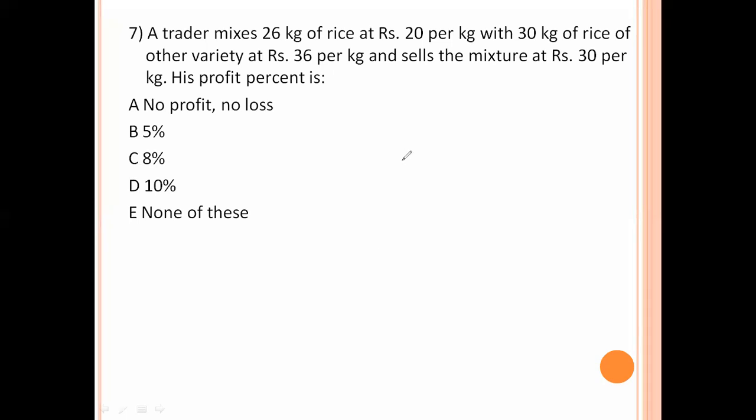A trader mixes 26 kilos of rice at 20 rupees per kilo and 30 kilos of rice of another variety at 36 rupees per kilo and sells the mixture at 30 rupees per kilo. His profit percentage is? 26 into 20 plus 30 into 36. This is the cost price. So 520 plus 1080, that is 1600. This is the cost price.